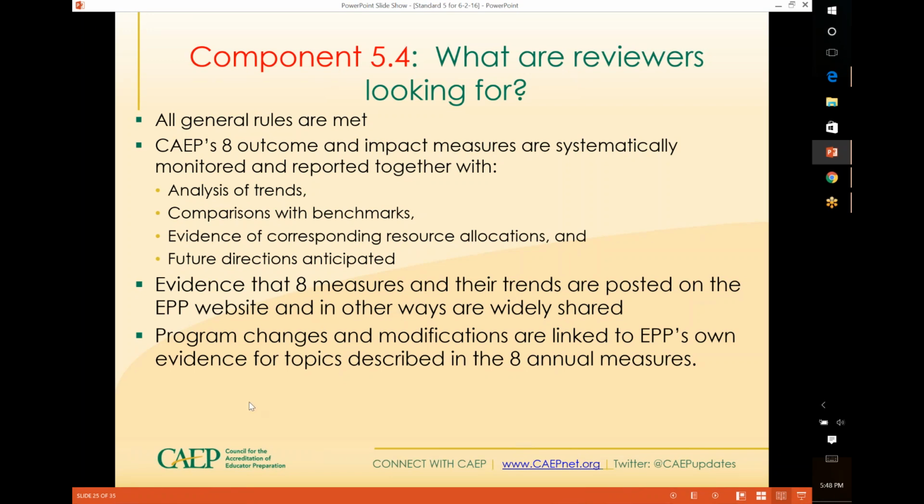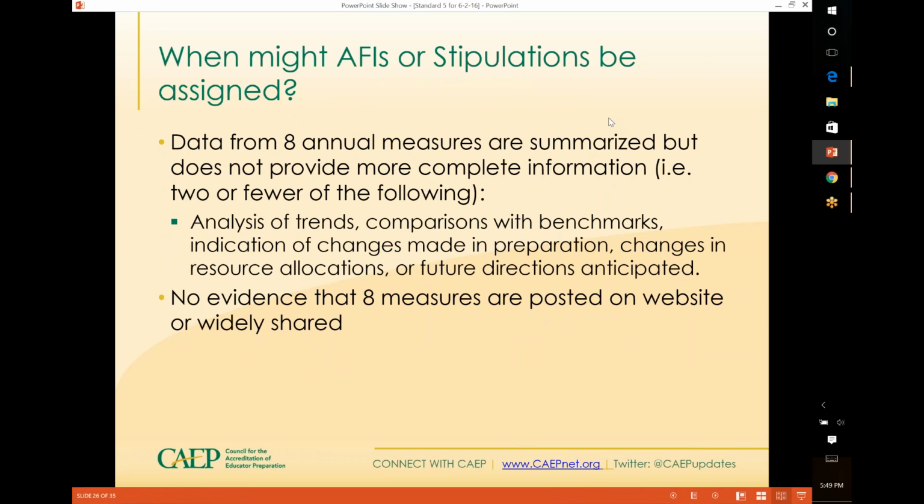And then, again, the reviewers are looking for program changes that link back to your EPP's evidence for topics described in the 8 annual measures. So any changes or modifications, I was puzzled for a time about what that meant by topics described in the 8 annual measures. Well, what they're looking for are program changes or modifications to, let's say, improve graduation rates, or improve licensure percentages, or to improve teacher effectiveness of completers, or to improve the satisfaction of your completers. So those are changes or modifications at the EPP level or program level that can be linked back to the topics that are related to the 8 annual measures.